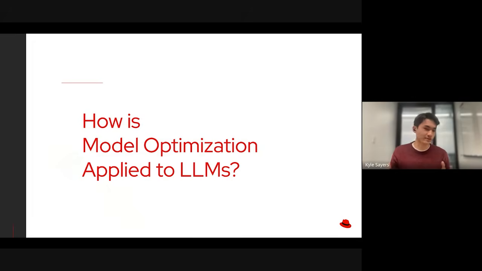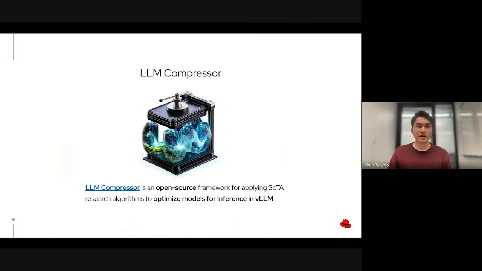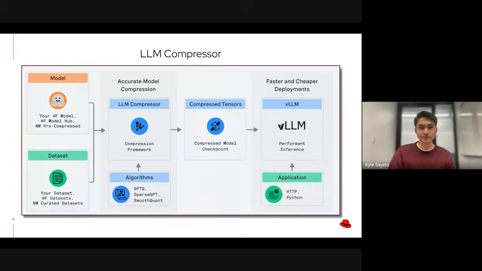However, that's where LLM Compressor steps in. LLM Compressor is a product developed by Neural Magic and now Red Hat AI, which is an open source framework for allowing you to apply state-of-the-art research algorithms to optimize your models for inference within vLLM. It sits in the middle between having your base model, which is unquantized, and trying to deploy that model within vLLM in a performant way. LLM Compressor utilizes these algorithms and saves that compressed and optimized model in the compressed tensors format for serving in vLLM.